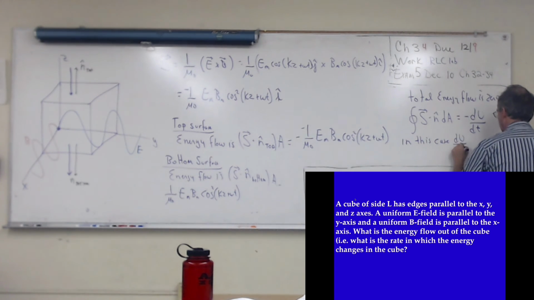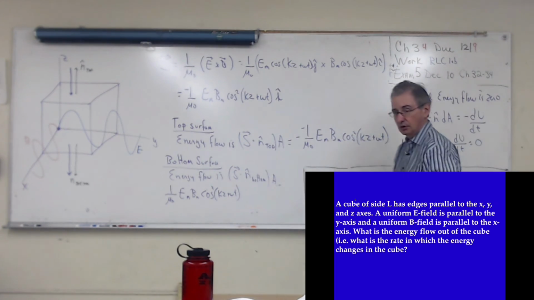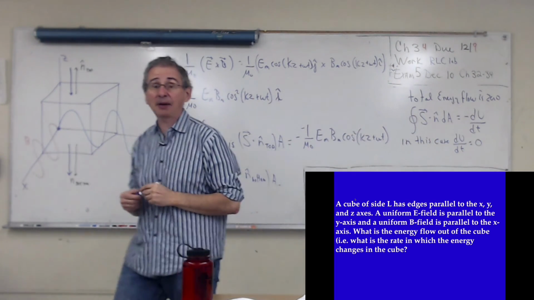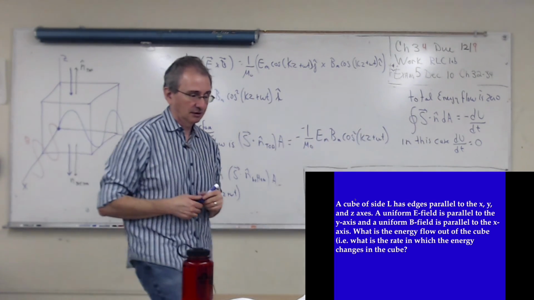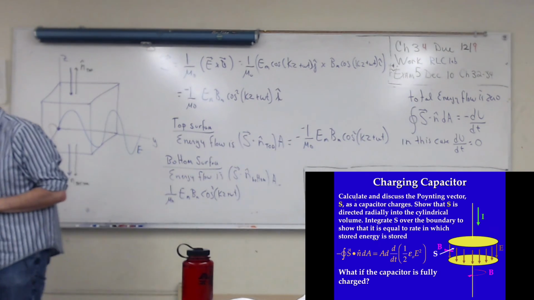So in this case, dU/dt is 0. This is the energy flow out of the surface because we define the normal as pointing away from the surface. If it's not 0, that means the system is losing energy. And so that's got to be equal to minus dU/dt. That's a capital U. And I'm not going to have time to do this problem. I would have loved to do this problem.